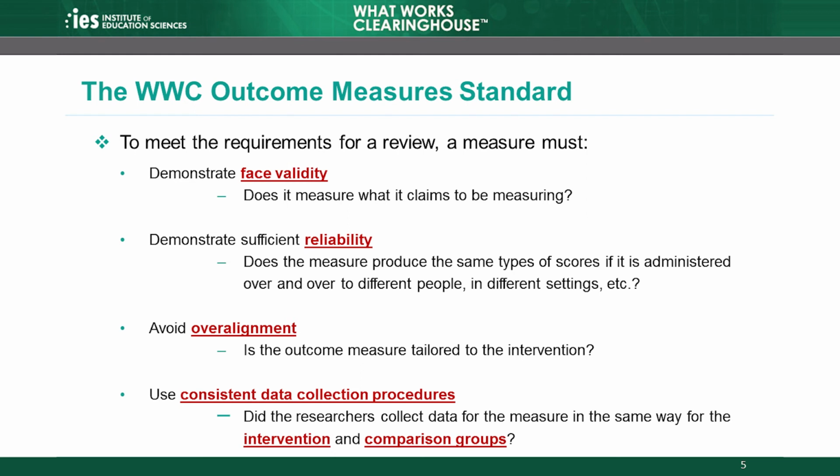Fourth, the outcome measure must use consistent data collection procedures for the intervention and comparison groups. Did the researchers collect data for the measure in the same way for the intervention and comparison groups? Any difference in outcome measure between the intervention and comparison groups should relate to the intervention and not to the measurement process or the measure itself. Let's dig deeper into each of these requirements.